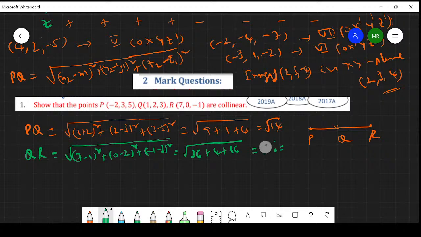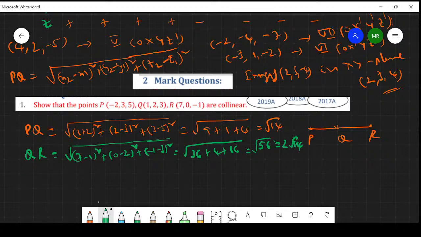You observe here, the given was root 50. We got root 56. This is 2 root 14, right? Now you find PQ, QR, and you find PR directly.